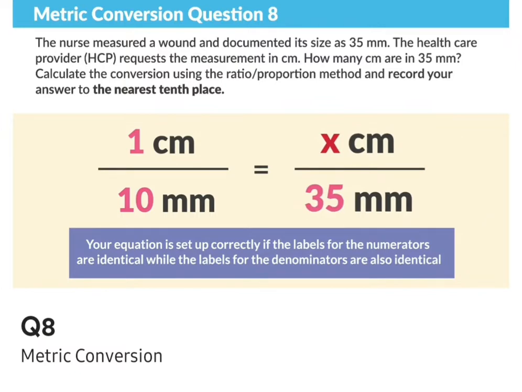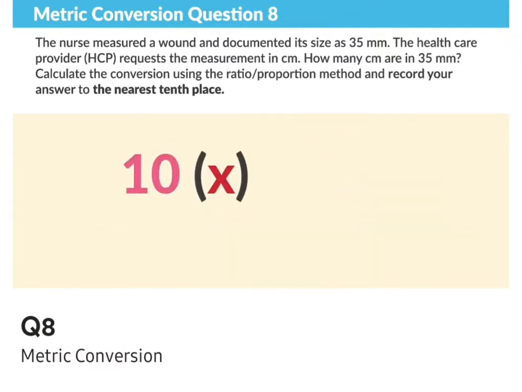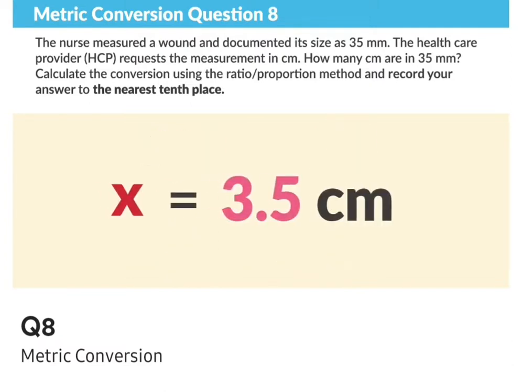Next, we just drop all the labels here. So 1 over 10 and x over 35. Now we solve for x by cross-multiplying. So 10 with x in parentheses equals 35 with 1 in parentheses. So 10x equals 35. Now we isolate by dividing both sides. So it should look like this: 10x over 10 and 35 over 10. So 10 divided by 10 is just 1, and 35 divided by 10 is 3.5. So x equals 3.5 centimeters. So the correct answer is 3.5 centimeters.